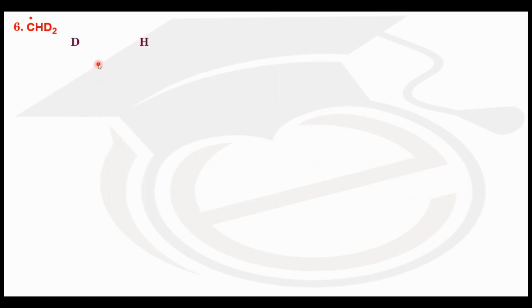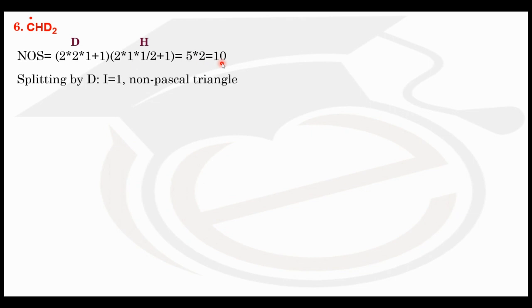Next question, CHD2. Here deuterium is also an active nucleus, and hydrogen is also an active nucleus. For deuterium the spin value is higher, so it will split first. 2 into 2 into 1 plus 1, and 2 into 1 into 1/2 plus 1. So overall 10 signals will be there. Splitting by deuterium, I equal to 1, follows non-Pascal triangle, and splitting by hydrogen, I value is 1/2, follows Pascal triangle. Now we can see how the intensity will come.